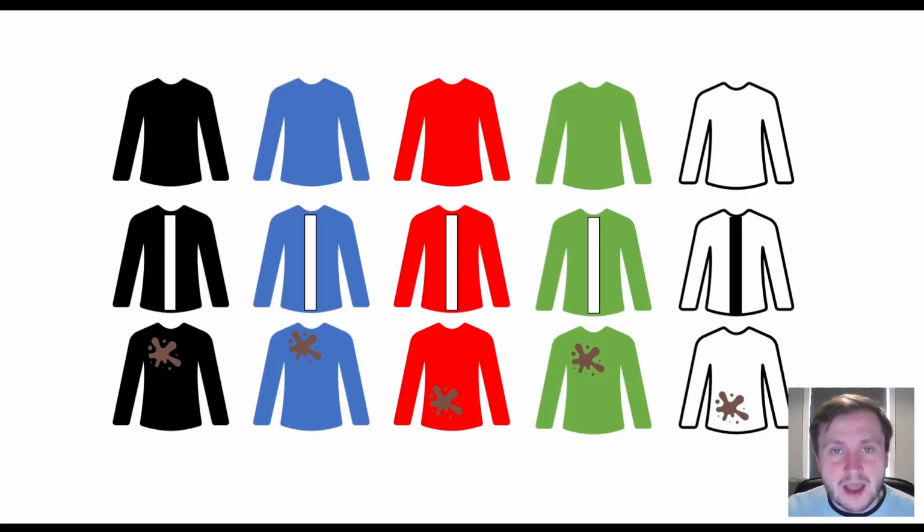So here are all of my clothes. You can see I like block colors, and I've got 3 rows of clothes. I've got my clean tops across the top, then in the middle I've got my clean tops with a stripe, and then at the bottom I've got my dirty laundry.